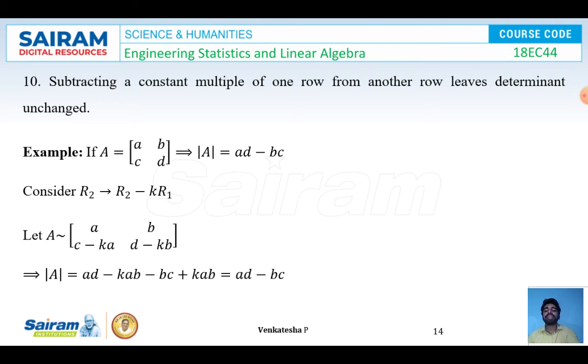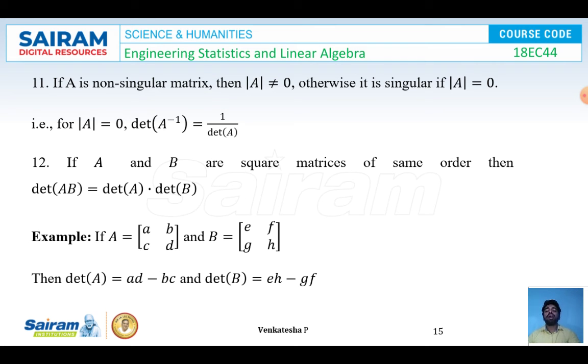So I got the matrix A is equal to A, B, C minus kA, D minus kB. Now after expanding this new matrix by using determinants, I got the determinant is equal to AD minus kAB minus BC plus kAB. After simplifying, I got the same value, that is AD minus BC. Both are the same. So hence the condition is true in this case.